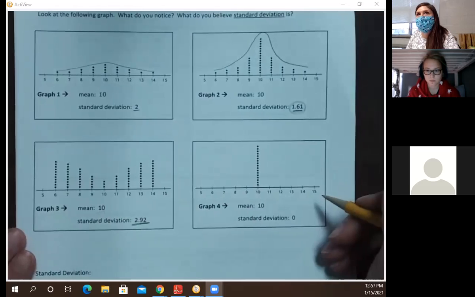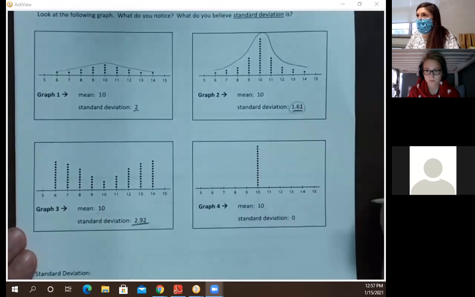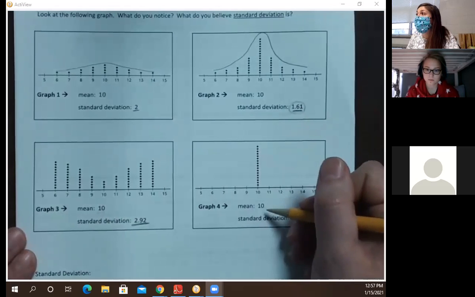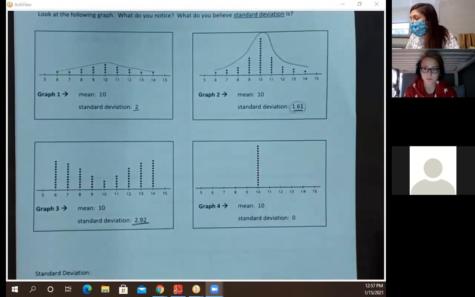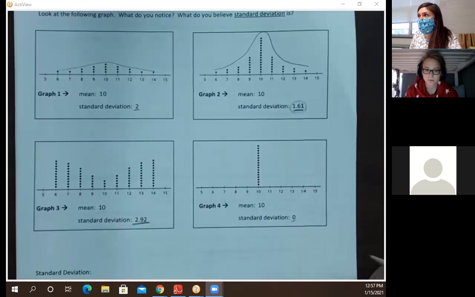Now for graph 4, this one looks kind of silly. I just have a bunch of 10s here. Well, it should make sense that my mean is 10 if my only value is 10. But my standard deviation this time is 0.